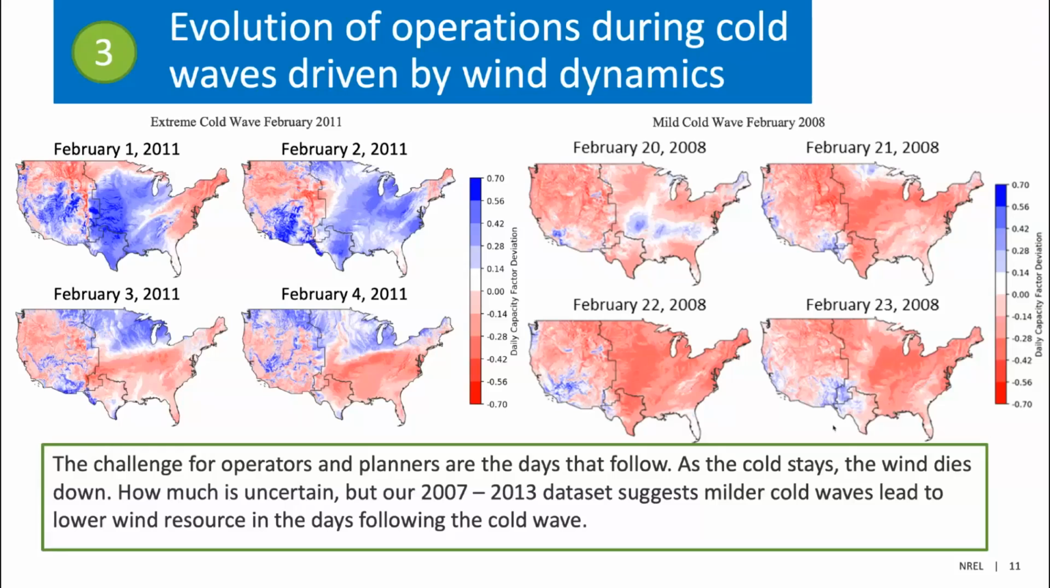In contrast, the February 2008 or mild cold wave, that front came through on the 18th and 19th of February 2008, which I'm not showing a map for. But the following 4 days after the front has moved through sees the lowest wind resource in our entire data set for the next 4 days, if we're considering the Eastern Interconnection. So really needing to understand what type of cold wave is going to lead to less wind after the front moves through.